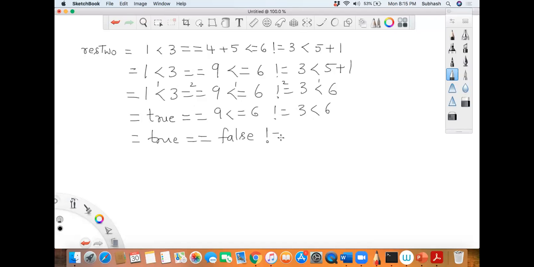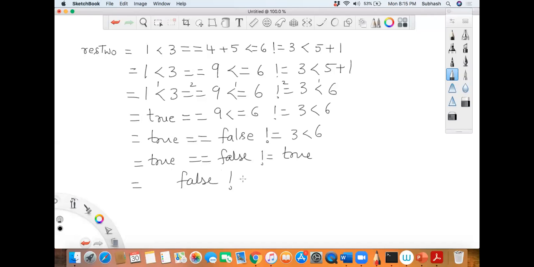False not equal to 3 less than 6. Next, which one should I evaluate here? 3 less than 6, sir. Exactly. So false, not equal to, is 3 less than 6? True, sir. Next, which one should I evaluate now? Both have the same priority, so left to right, associativity comes first. Is true equal to false? No, sir. False. Therefore this results in false.